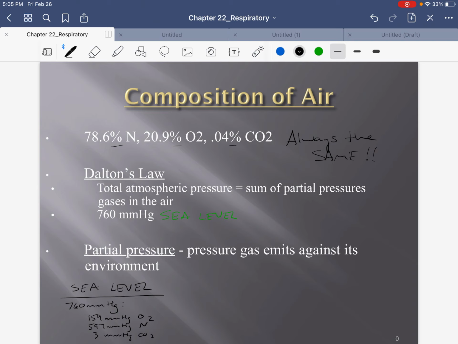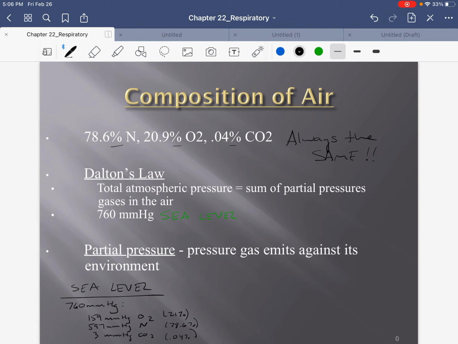So the percentages stay the same, right? Because oxygen is about 21%, nitrogen is about 78.6%, carbon dioxide is about 0.04%.